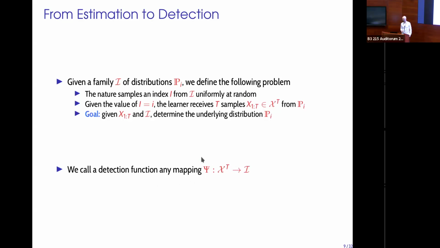And I will use a function psi that we'll call a detection function, that takes in input this set of samples, and in output it has to tell me which one of the distributions in my family of distributions the samples are coming from. Okay, so this is the game.